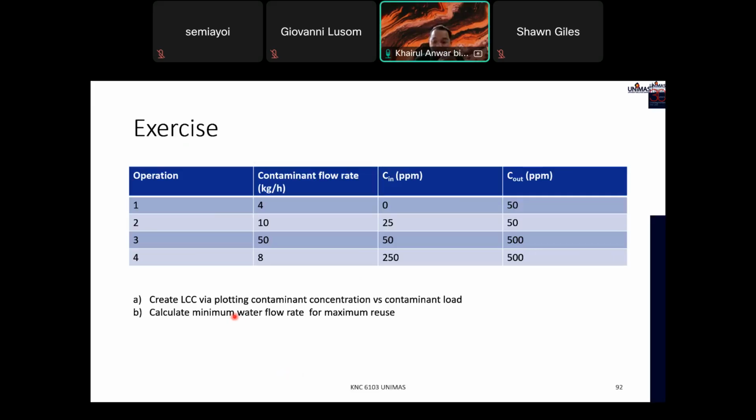So you have two exercises to do. First exercise is for the water cascade. The second exercise is for the LCC. I need you to do it next week. We will go for the case study, but the case study we limit it for the cascade method.